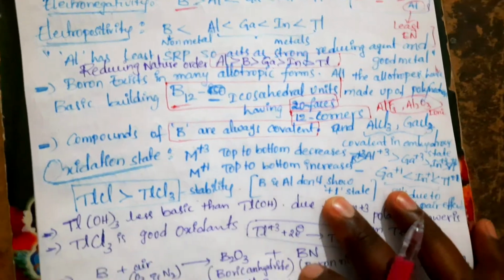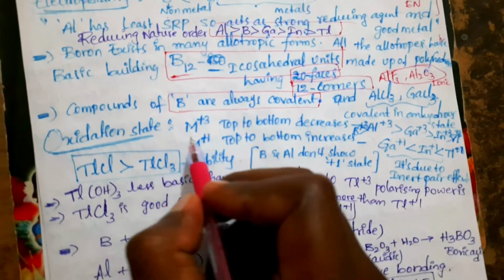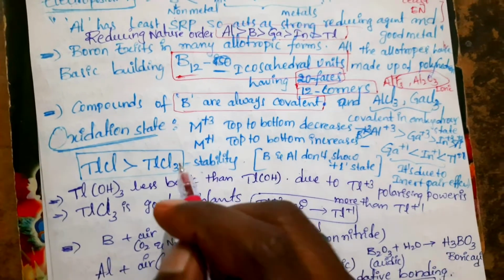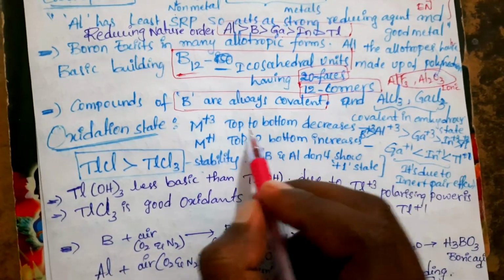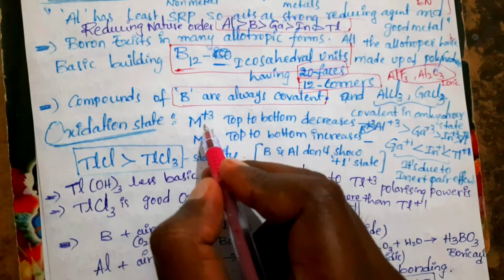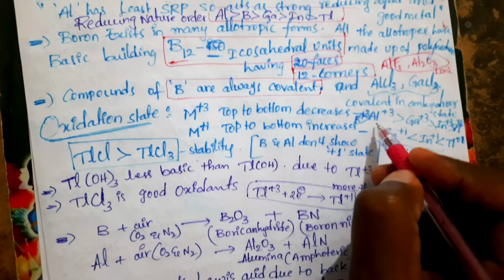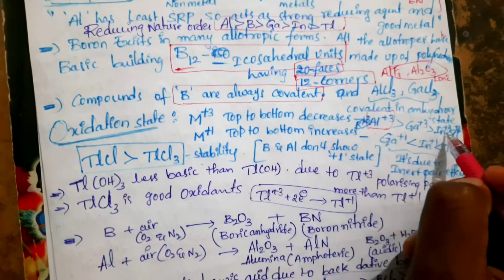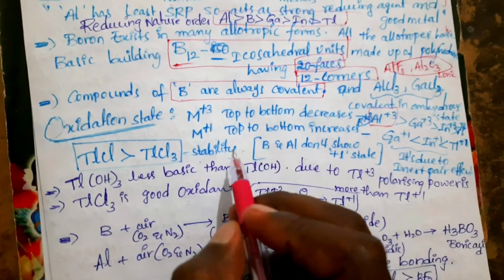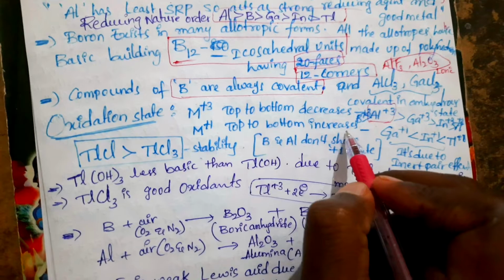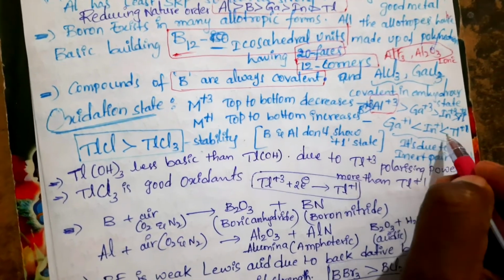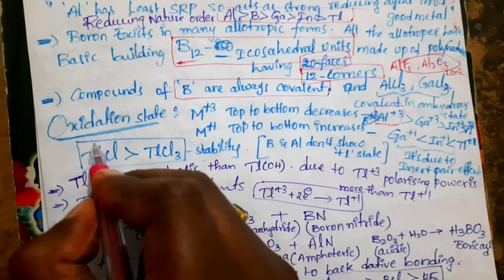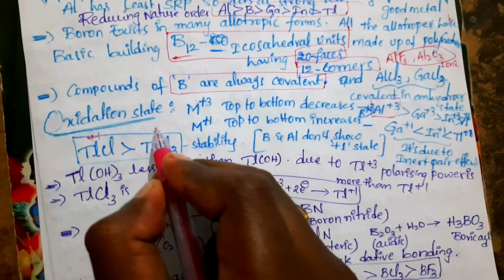Next, if you look at the oxidation state of the boron family, the stability of the +3 oxidation state decreases from top to bottom. Which is the most stable +3 oxidation state here? Aluminium. So the least stable will be thallium +3. So +1 increases from top to bottom. That is, the bottom element has the lower oxidation state as more stable. That is, thallium +1 is more stable than thallium +3.